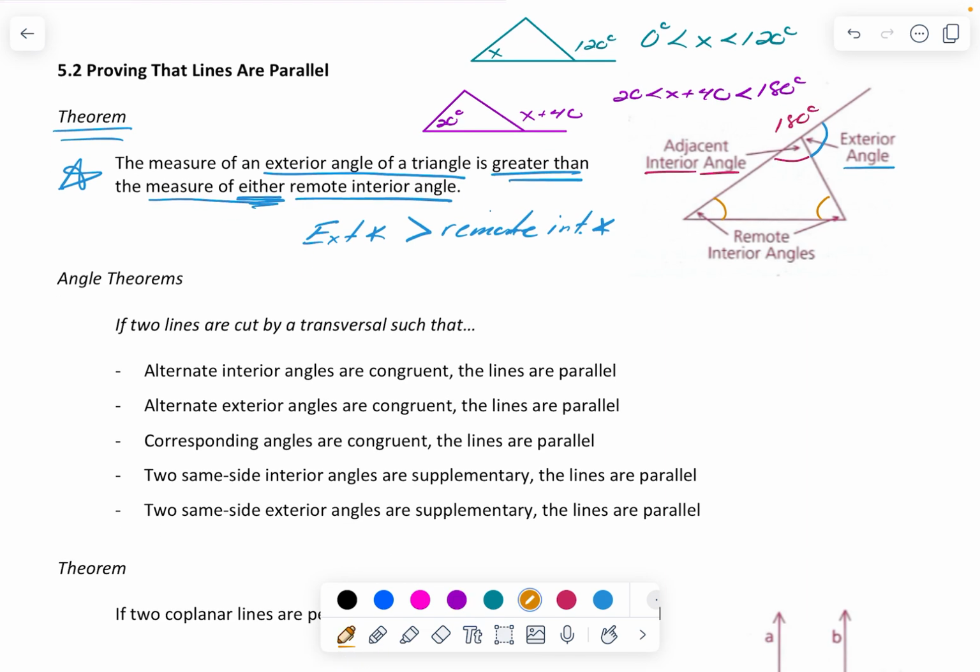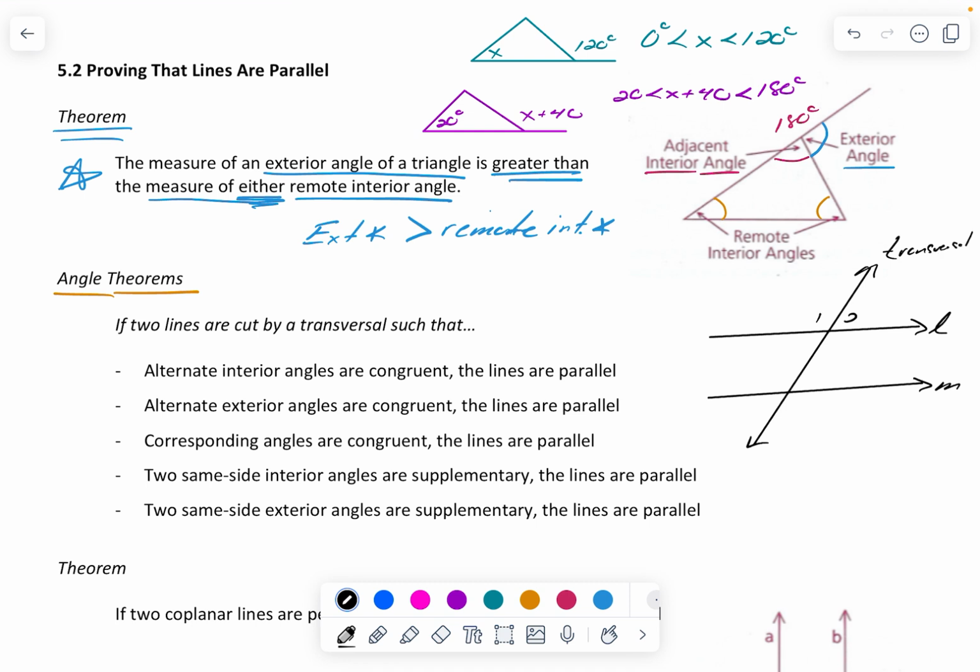Now, on to the angle theorems. Remember, we did this long time ago before the break, but we learned that if we have parallel lines, or in other words, two lines with a transversal, we'll call this line L and line M, and remember this was our transversal. And I'm going to number the angles. 1, 2, 3, 4, 5, 6, 7, 8.